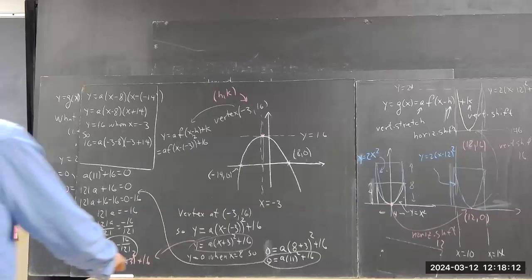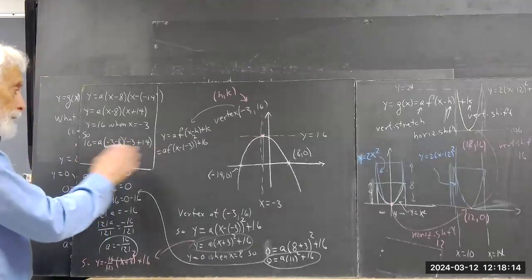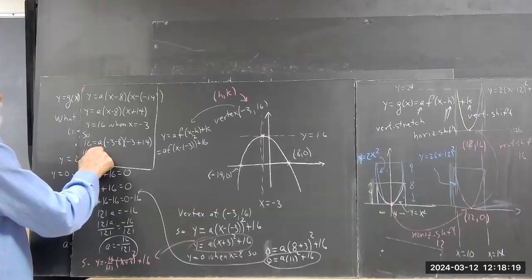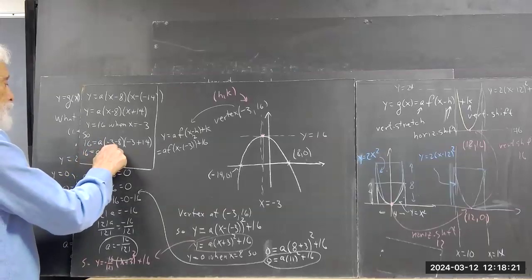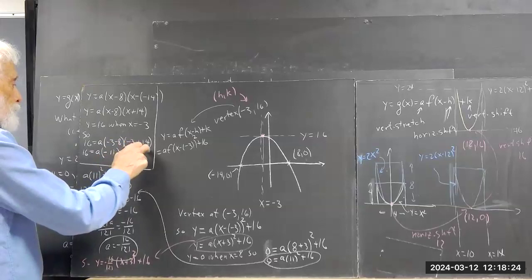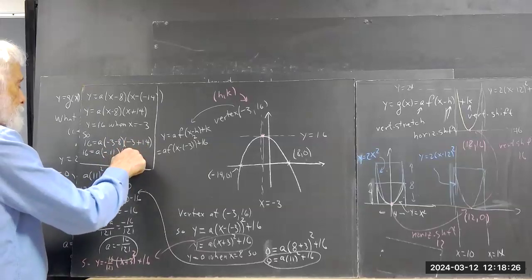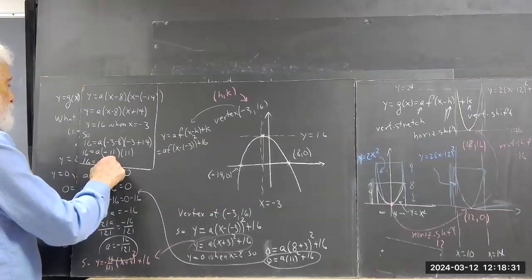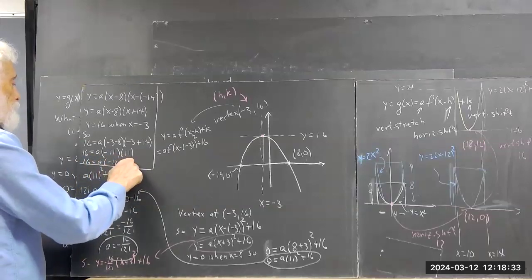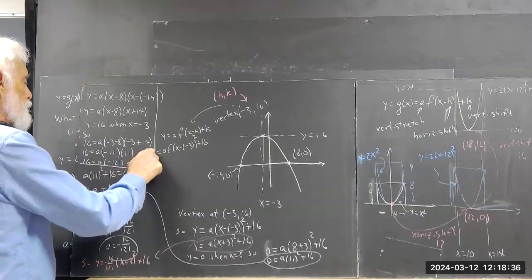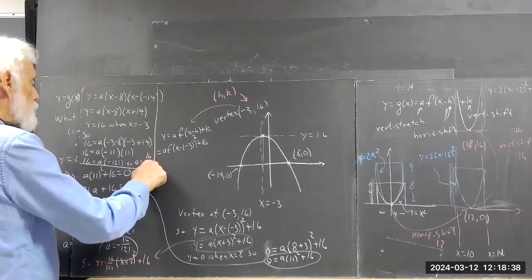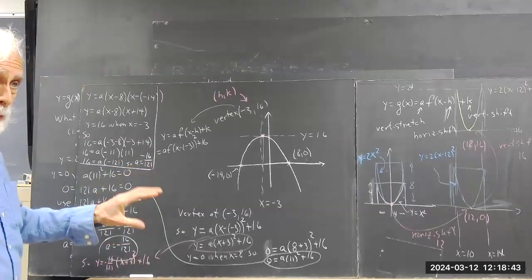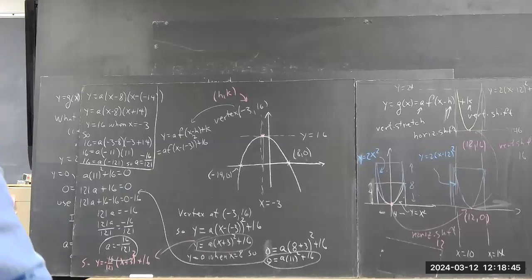Okay, so how do we solve this equation? Well, first we simplify things. We have 16 equals a times... now, minus 3 minus 8 is negative 11, and minus 3 plus 14 is 11. We get 16 equals a times negative 121. So a is negative 16 over 121. Okay, so that should be straightforward. So make sure you understand how that's done.